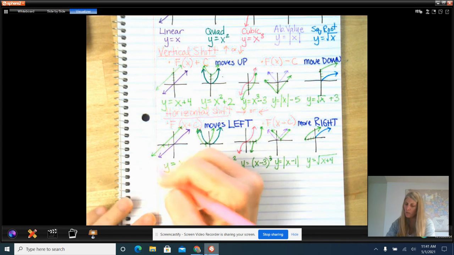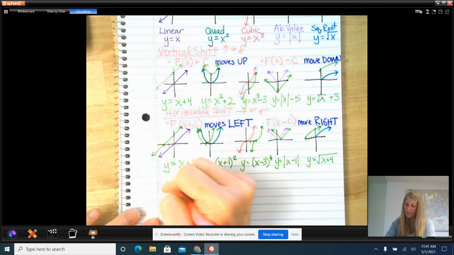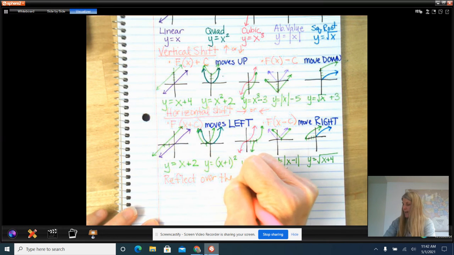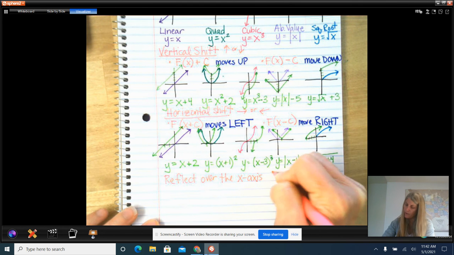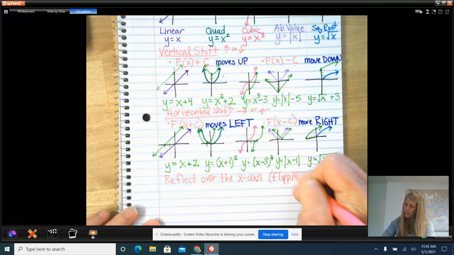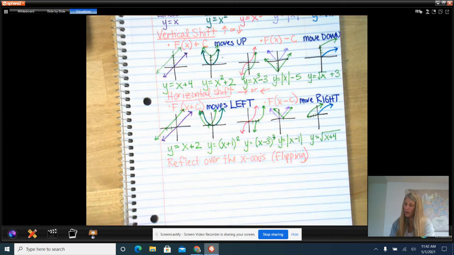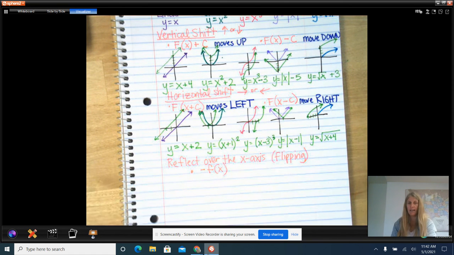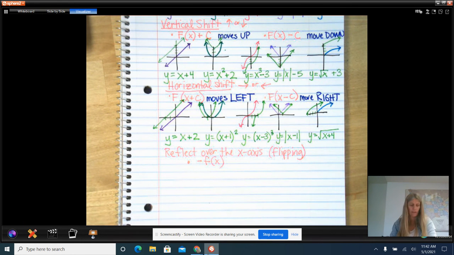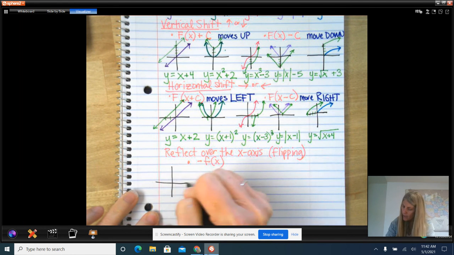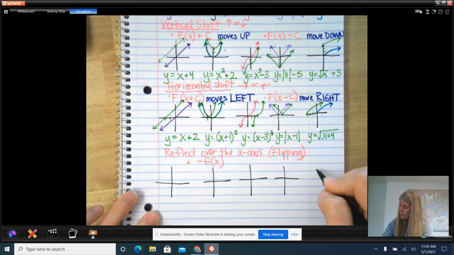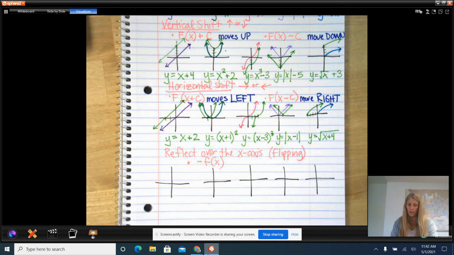Okay. And our last one that we're going to work on, and then once again we can have combinations of these, is we are going to show what it looks like to reflect over the x-axis. And this is called also flipping. Okay, and our rule of how to do that is simply negative f of x. Negative f of x. So we're simply going to make it negative. And let's take a look and see what those are going to look like. So we have our line.